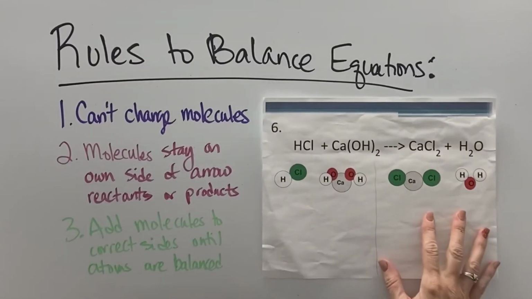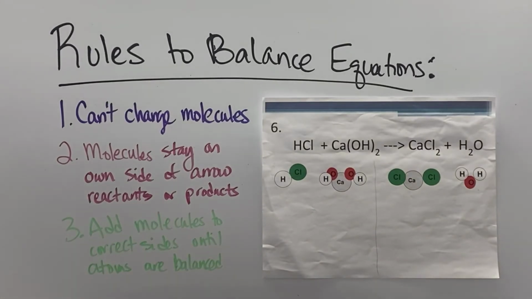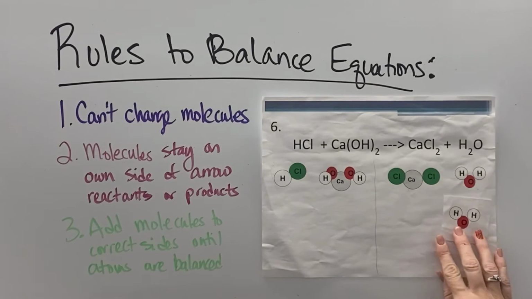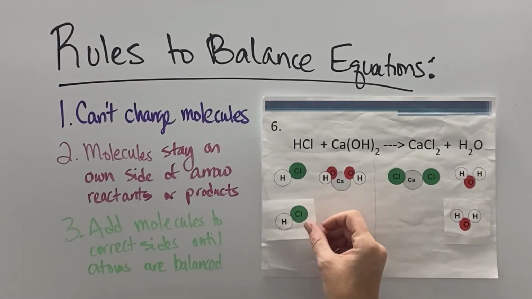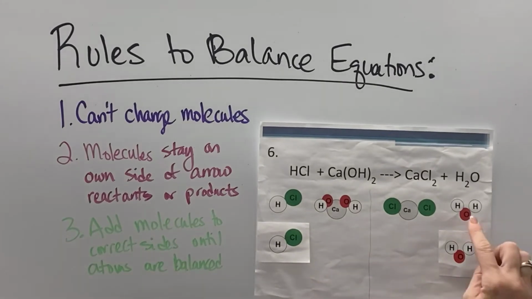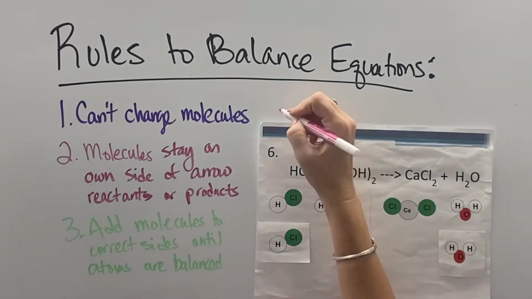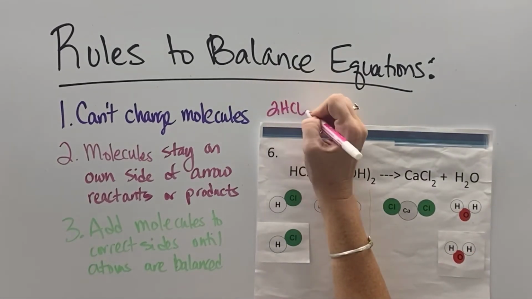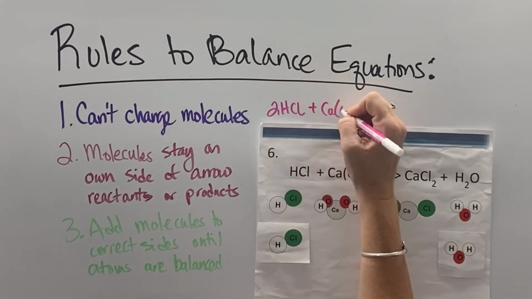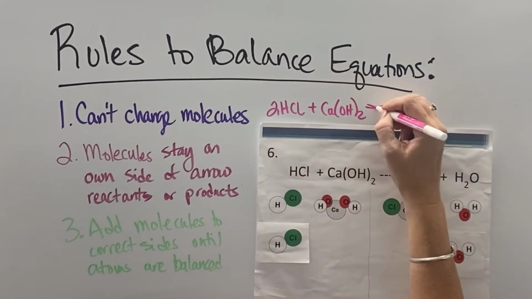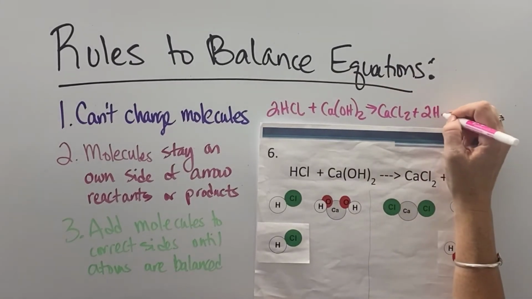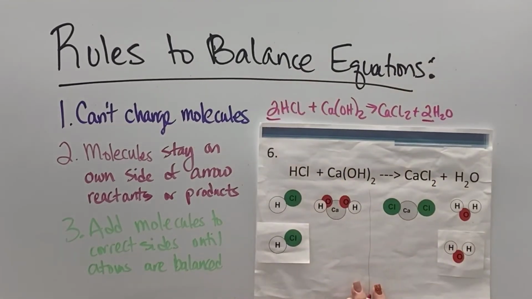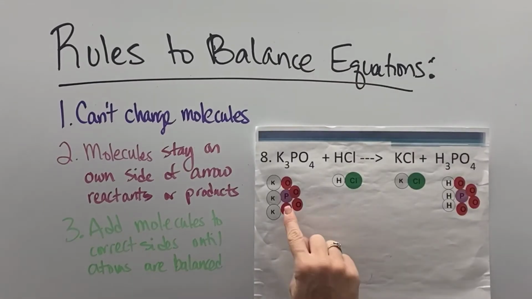So here's a few more examples. If you're good, you're probably going to stop watching anyway, but just in case you need more. So there's 2 oxygens on the left. I need 2 on the right, but the only thing I can add is an H2O molecule. When I do that, the hydrogens are all out of whack. But when I add another HCl, now I can see everything is balanced. I have the same number of each atom on the left as the right. 2 calciums on the left, 2 calciums on the right, 2 chlorines on the left, 2 chlorines on the right, 2 oxygens on the left, 2 oxygens on the right, 4 hydrogens on the left, 4 hydrogens on the right.